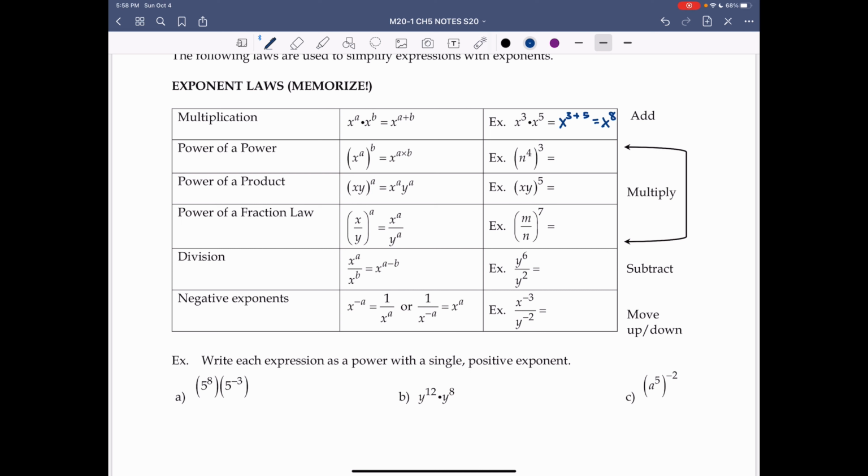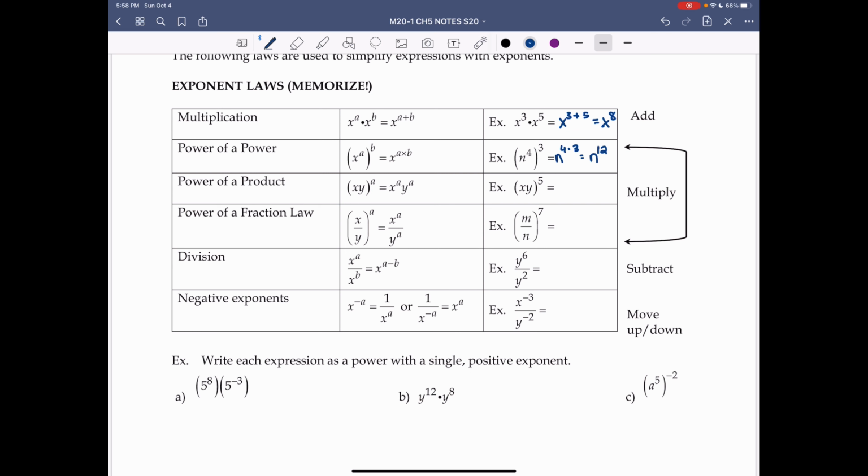Power of a power tells us when we have one base and it's to the power of something, and then the whole thing is to the power of another exponent, we multiply those exponents. An example, n to the 4 to the power of 3 is n to the 4 times 3, which is n to the power of 12.